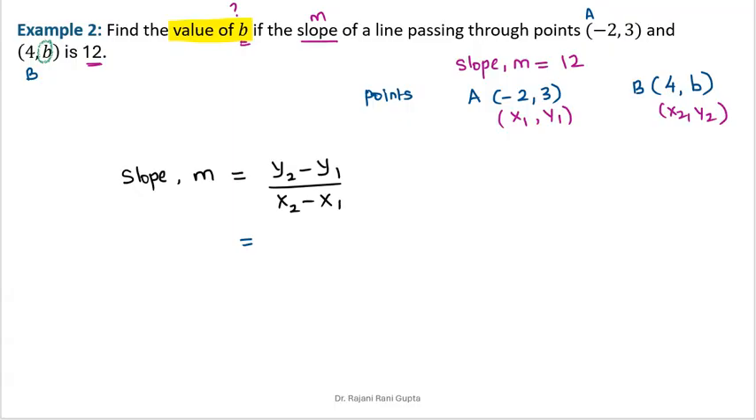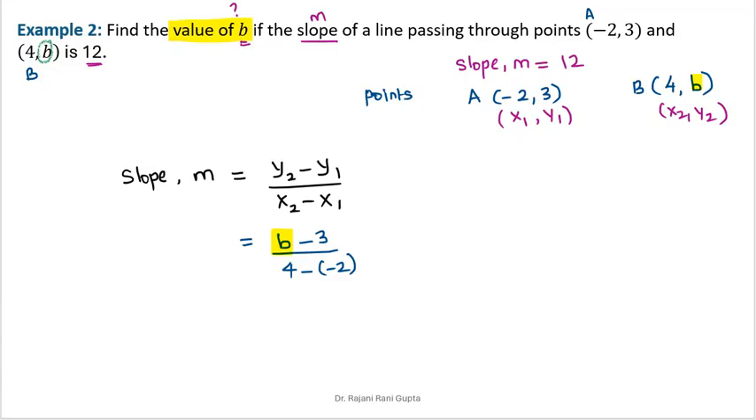In place of y2, you see here b. Write it. Okay. So b minus what is y1? 3. Divided by x2, which is 4 minus of minus 2. Okay. So what you see here, you see an unknown value b. So to solve it, only one term should be unknown. Then only you can get the value.